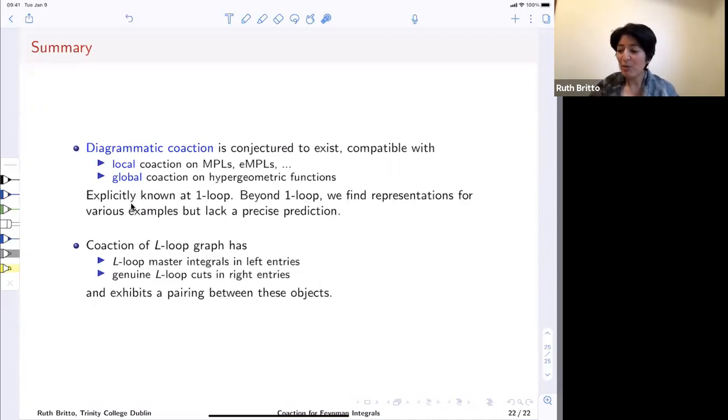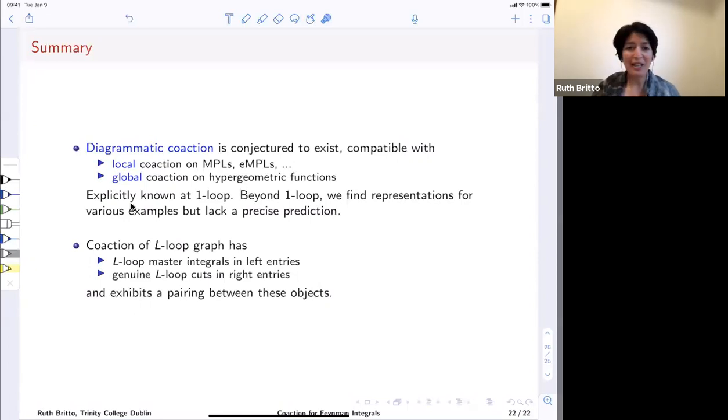But we do have some principles that will guide us going forward, especially looking at more complicated types of functions. Most notably, our principles are that the coaction of the L-loop graph should have L-loop master integrals in the left entries and genuine L-loop cuts in the right entries, and exhibit a pairing between these objects. Propagators that appear on the left we expect to be cut on the right, and additional propagators could also be cut on the right.